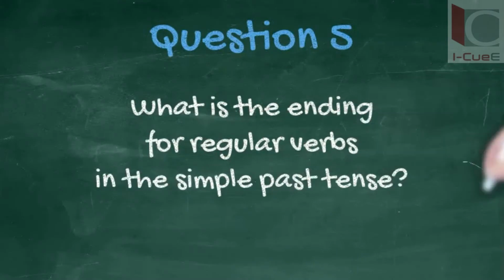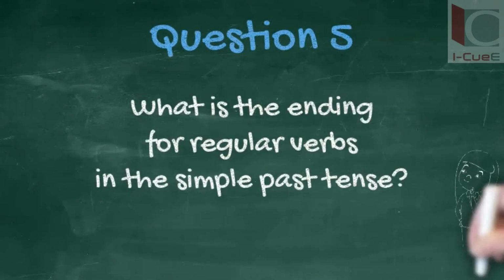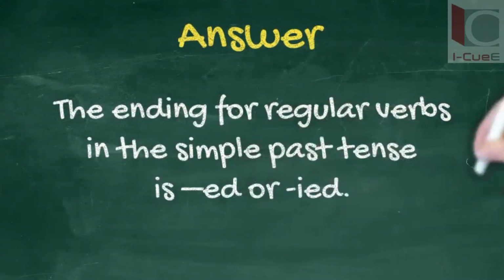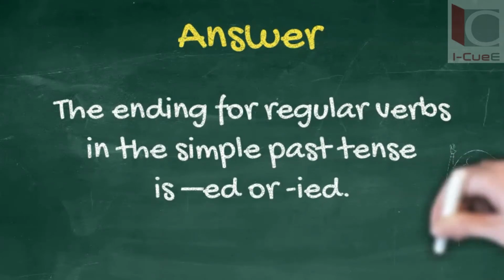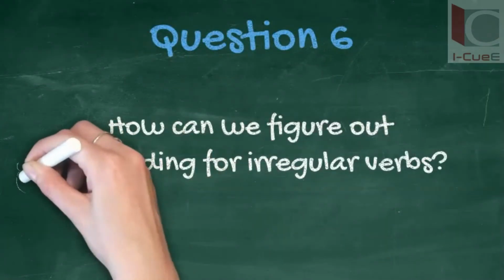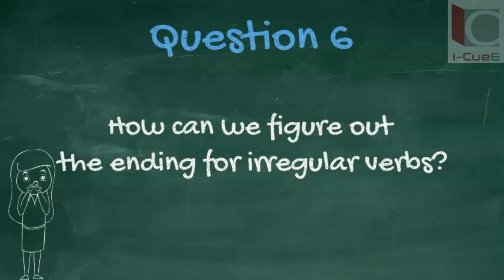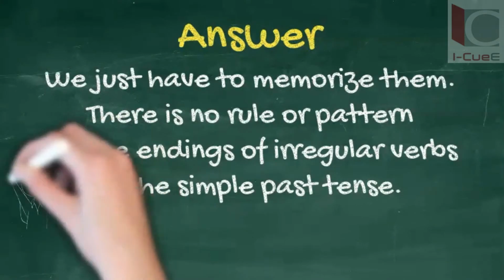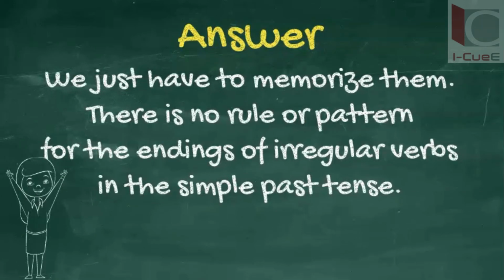What is the ending for regular verbs in the simple past tense? The ending for regular verbs in the simple past tense is ed or ied. How can we figure out the ending for irregular verbs? We just have to memorize them. There is no rule or pattern for the endings of irregular verbs in the simple past tense.